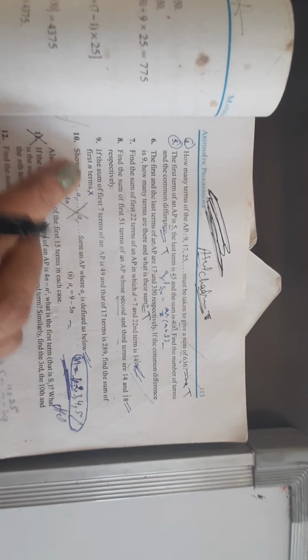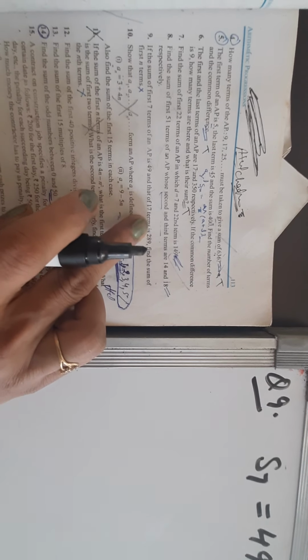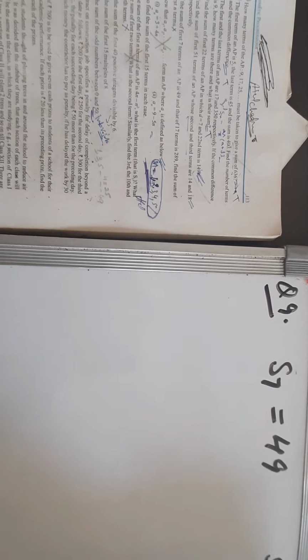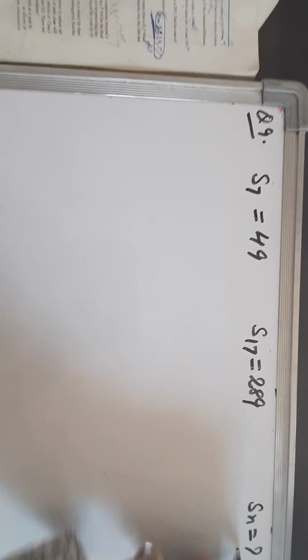Now dear students, question number 9. If the sum of 7 terms, sum of 7 means S7, of an AP is equal to 49, and that of 17 terms, और 17 terms का sum दे रखा है 289. Find the sum of n terms. We need to find out the sum of n terms.